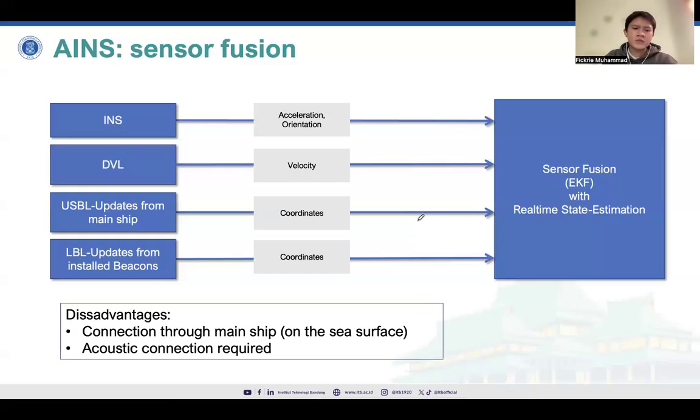Sometimes the connection through the mothership or sea surface is necessary, and acoustic connections are also required, which limits our applications. If you're using USBL, the mothership should be available. But if you want to install only the docking platform somewhere on the port, so that the AUV can navigate from one port to another port.